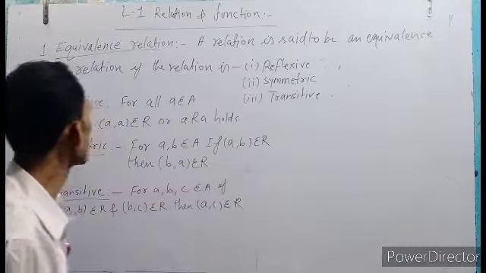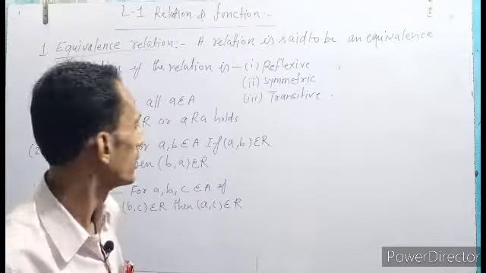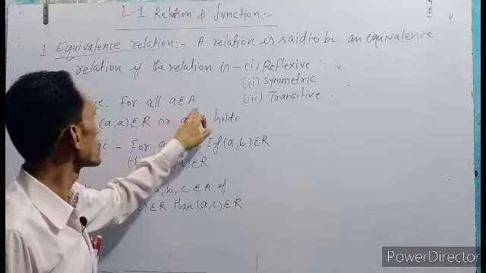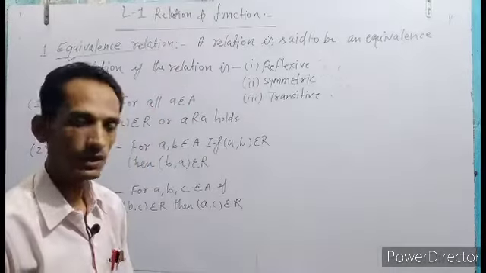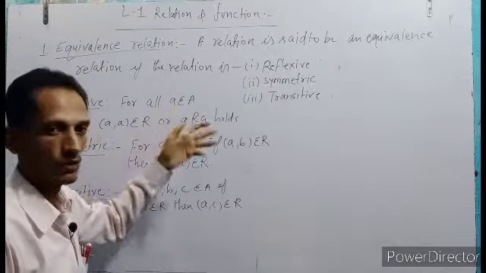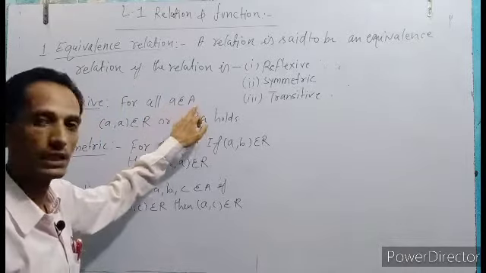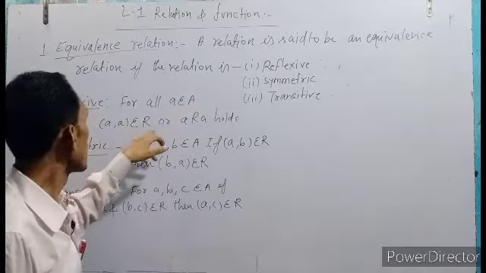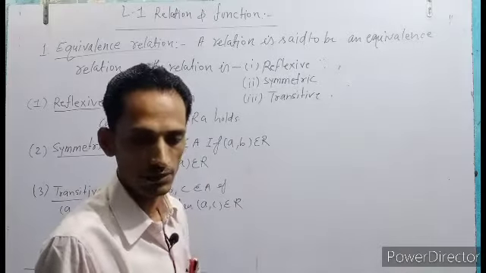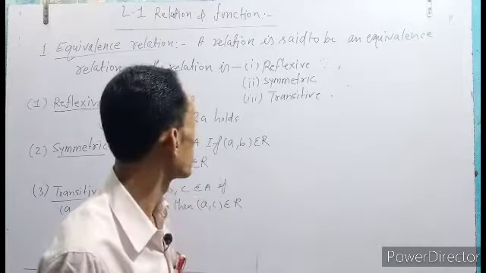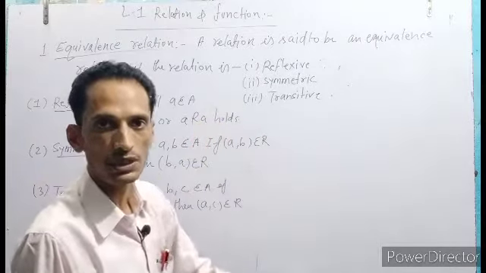The first one is the reflexive relation. How can we define reflexive? For all a belongs to A. Suppose you are given the set A and we select an element from set A. For all elements of set A, a belongs to A, such that (a, a) belongs to R. It means every element is related to itself. That is called the reflexive relation, a related to a.